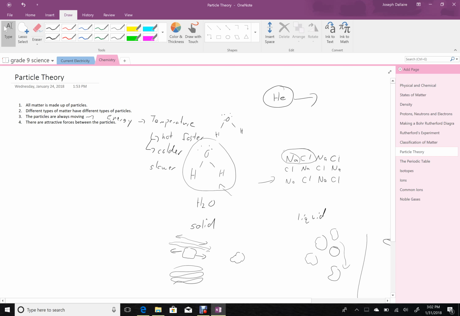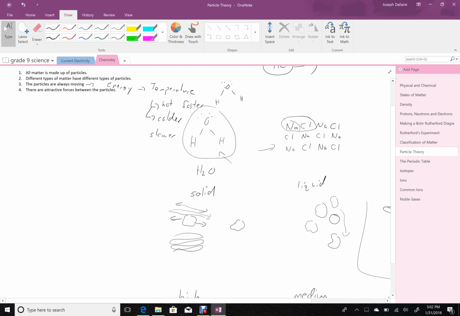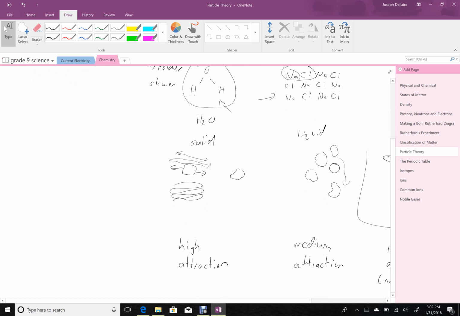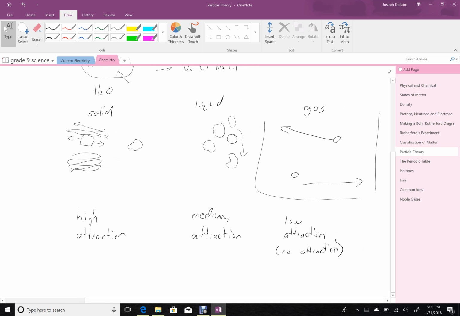The particles are always moving. They have kinetic energy, and that energy we recognize as their temperature. And there are attractive forces between the particles. The more attraction, the more likely the material is to be a solid. Materials with a medium level of attraction between these particles are liquids, and low attraction making them gases.